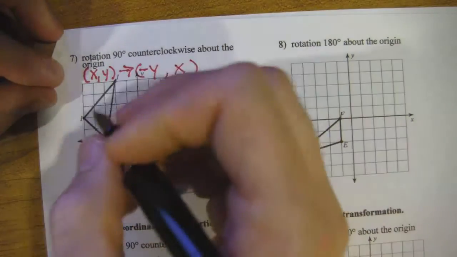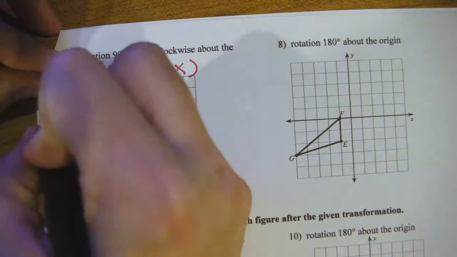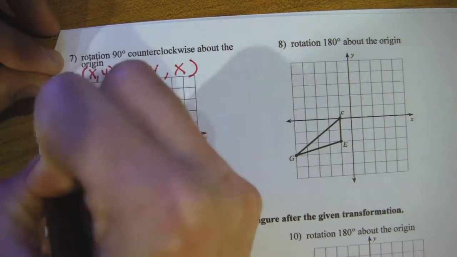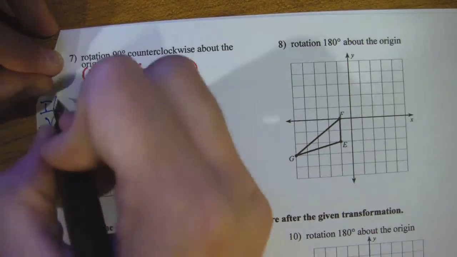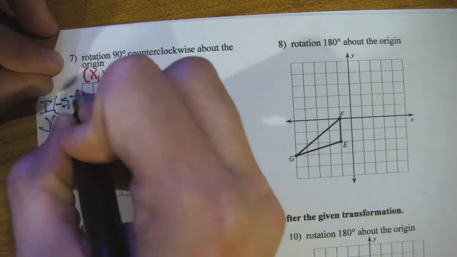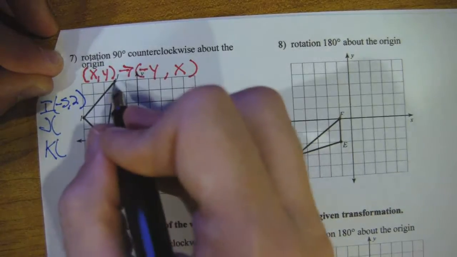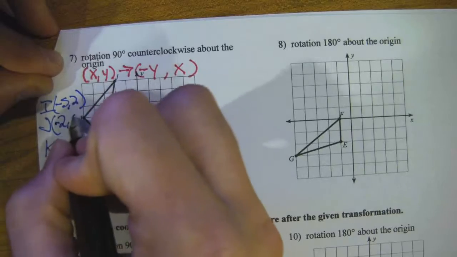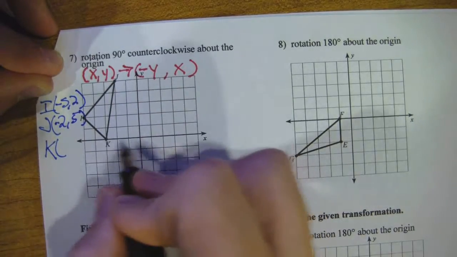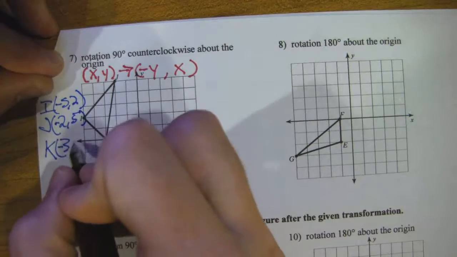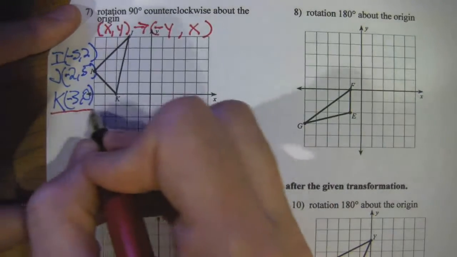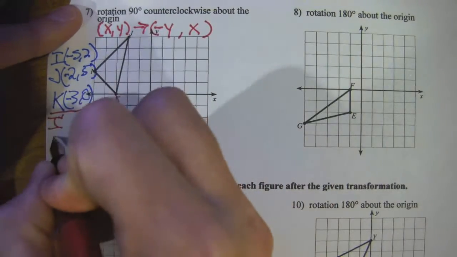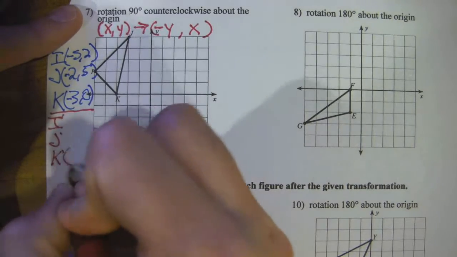All right, so I need, let's see, I, J, K. I is at -5, 2. J is at -2, 5. K is at -3, 0. Excellent. So we got all our coordinates. Let's get our prime coordinates out there, and then we'll start the graphing process. So I prime, J prime, K prime.